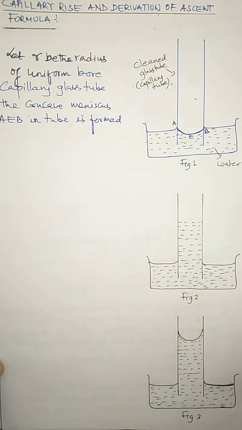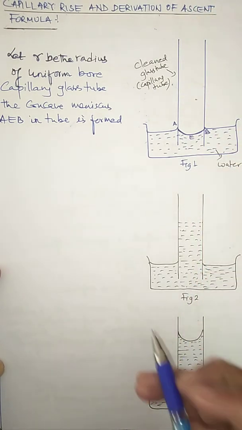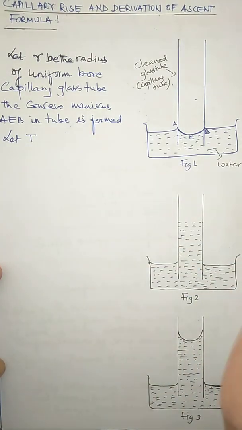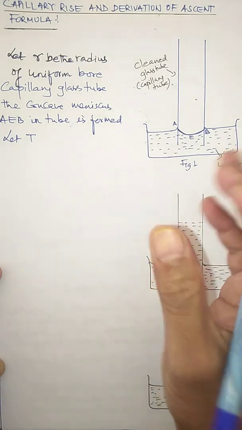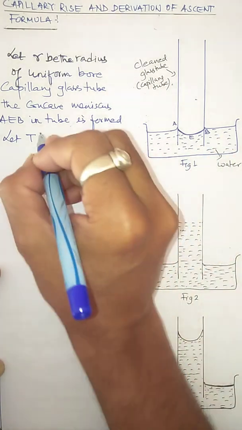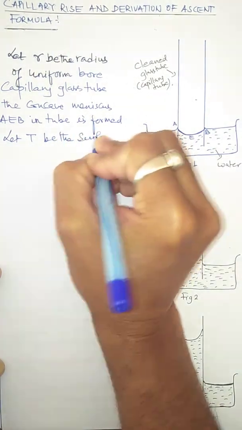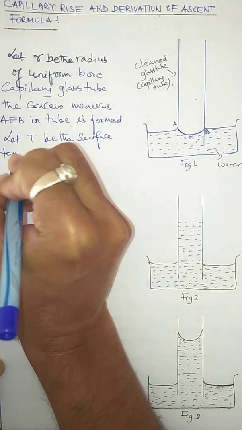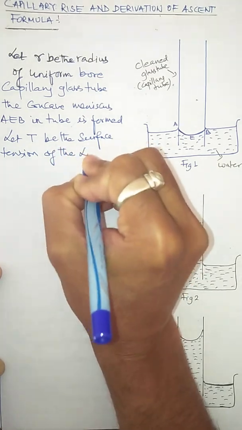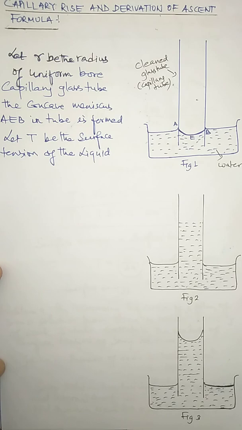Now as you know, every liquid has a tension called surface tension. Even this liquid in which the capillary tube is dipped has surface tension, and I consider that surface tension to be T. Surface tension can be represented by capital T or capital S, but I represent it by capital T. So capital T be the surface tension of the liquid in which the capillary tube is dipped.